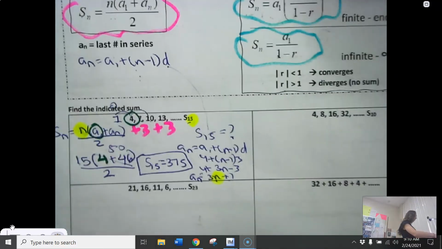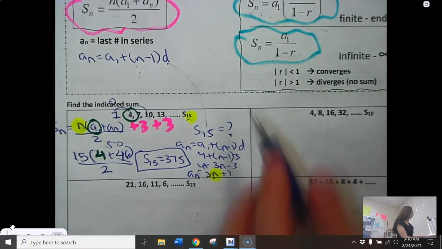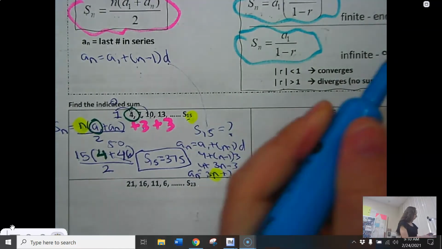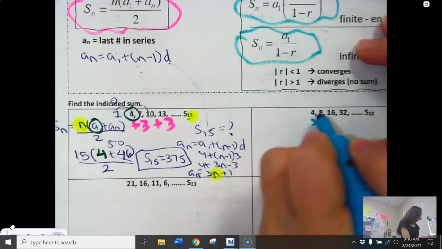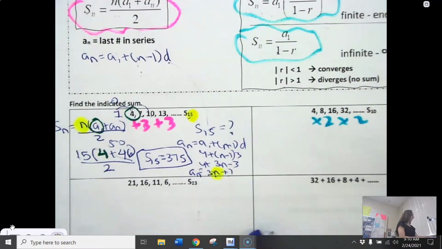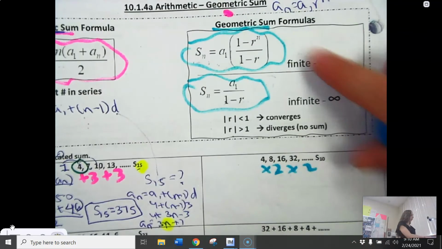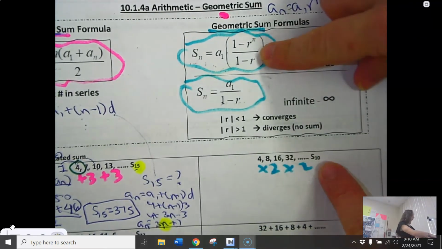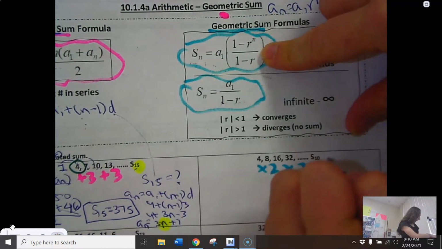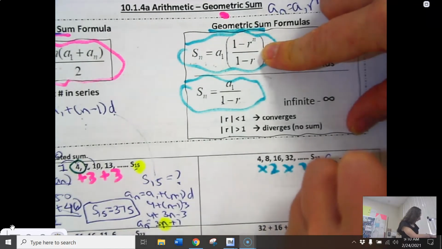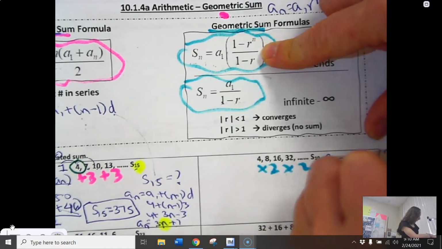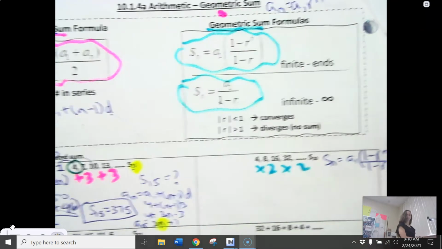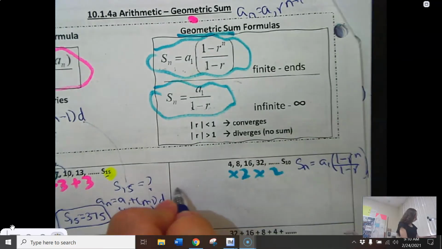All right, let's look at the next one. Let's look at the pattern here. What is the pattern? Oh, times 2. Well, if it's times 2, that means automatically it is geometric. They want the sum of the first 10 numbers, so they want this formula. S sub n equals a1 times 1 minus r to the n over 1 minus r. Okay, so I'll use this formula.